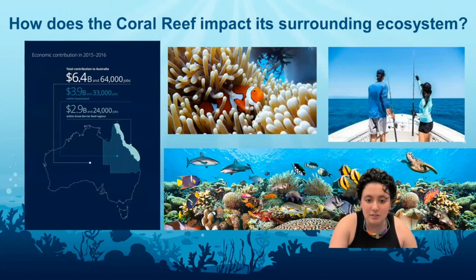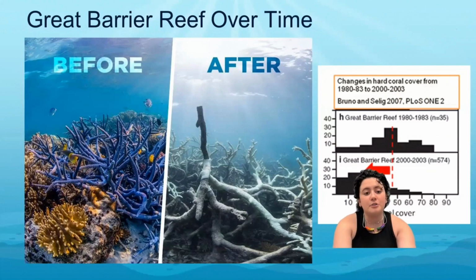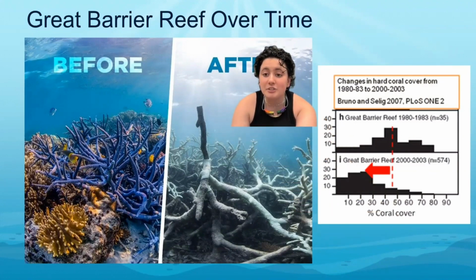Now, let's look at this image right here and show how the Great Barrier Reef has deteriorated over time. Before human impact, you can see the reef was a colorful and nourishing environment, but now it looks more like a graveyard. This graph over here shows the changes in coral cover between 1980 and the 2000s.